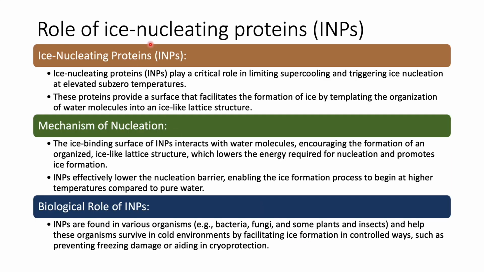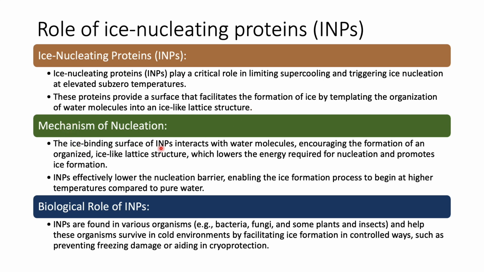So what is the role of the ice nucleating proteins? These proteins play a critical role in limiting supercooling and triggering the ice nucleation at elevated sub-zero temperatures. These proteins provide a surface that facilitates the formation of ice by templating the organization of water molecules into ice-like lattice structures. So what is the mechanism by which this operates?